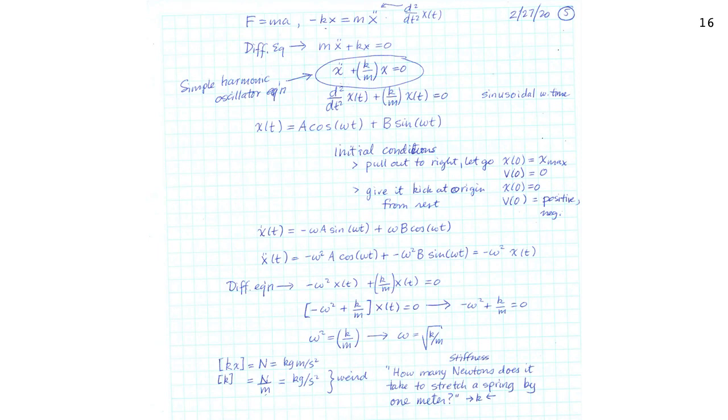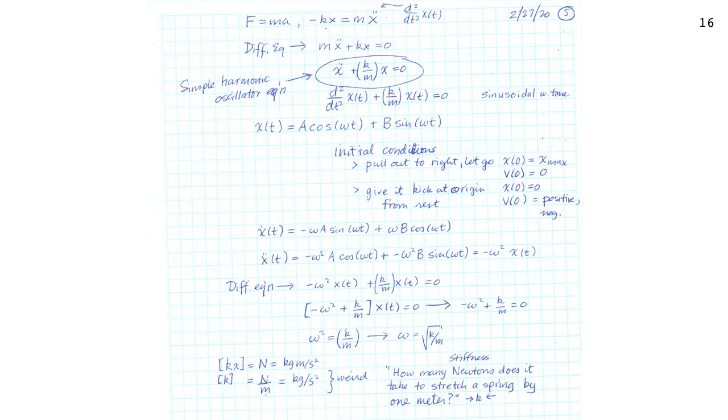Another initial condition would be to give it a kick at the origin, from rest. So this one, x of 0 equals 0, and v of 0 is going to be your kick. Positive or negative, it doesn't matter. Positive, you kick it to the right. Negative if you go to the left. So those are two different initial conditions.